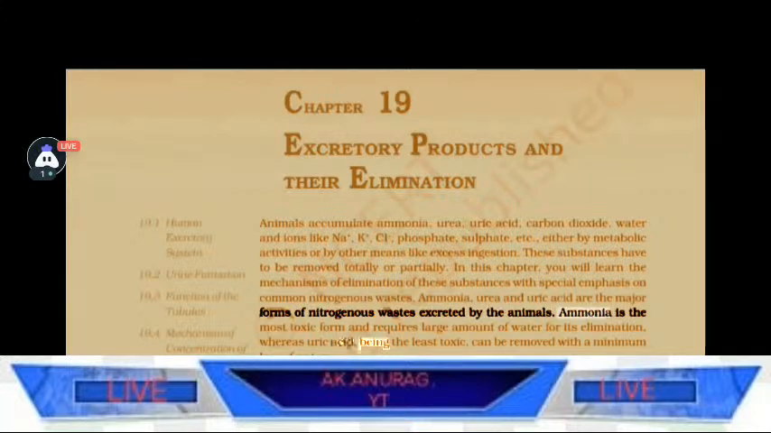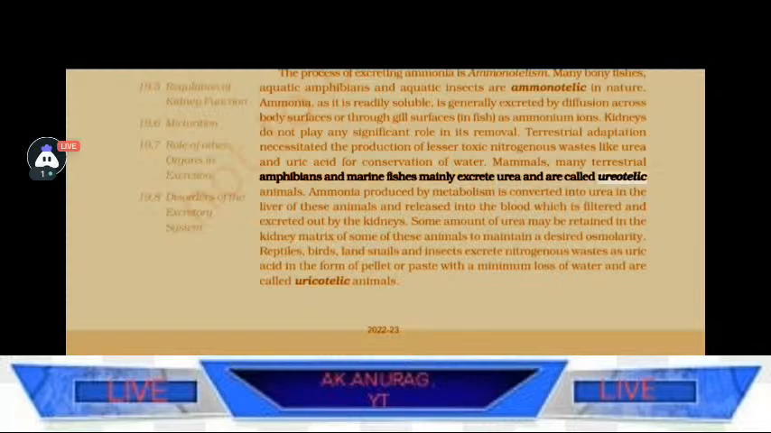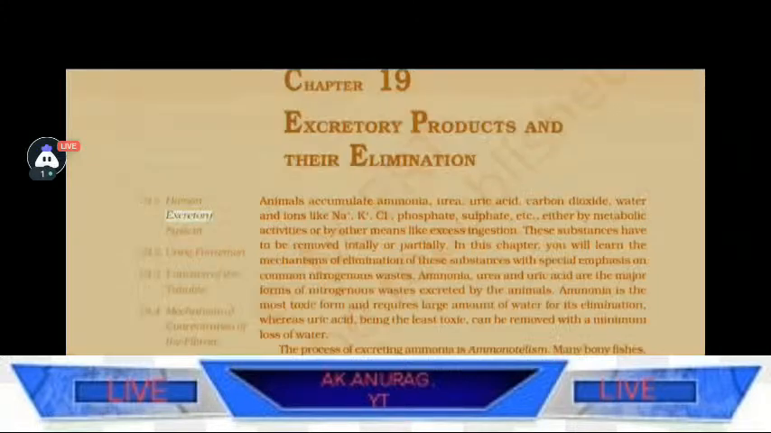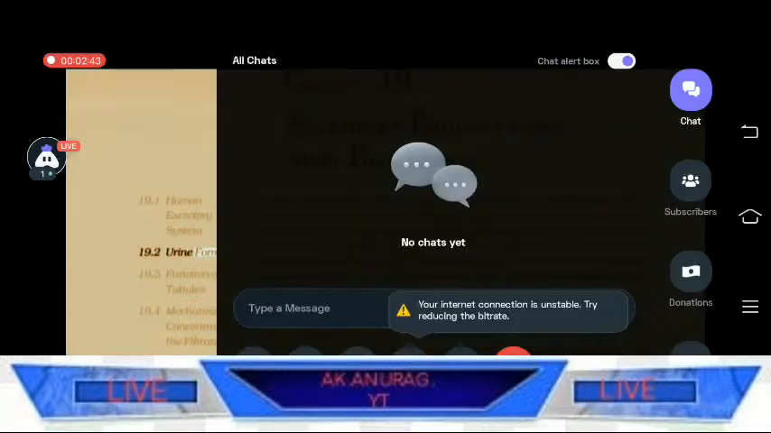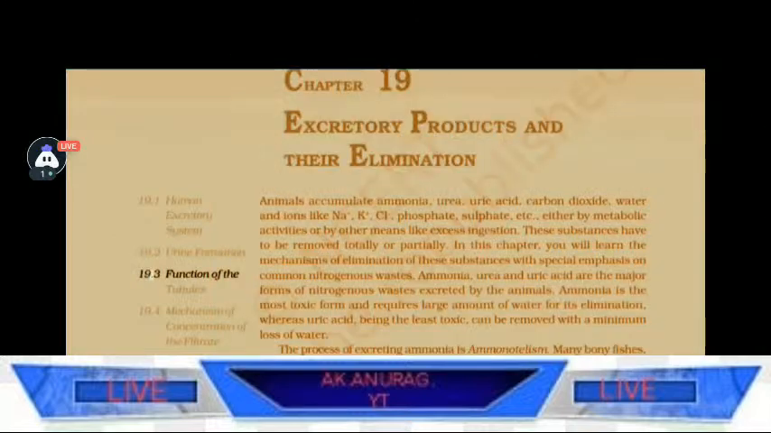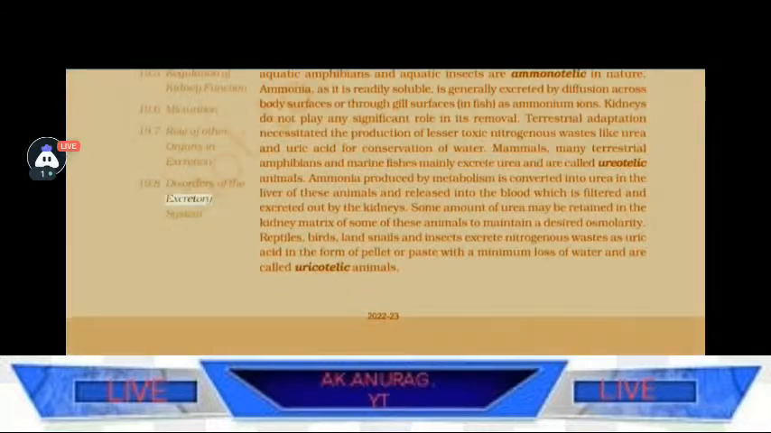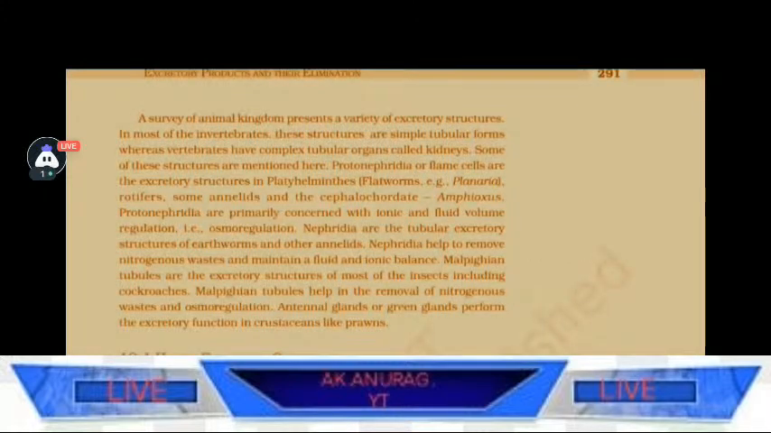Ammonia is toxic and can be removed with urea; such animals are called ureotelic animals. Ammonia of these animals to maintain a desired osmolarity, excretory system. 19.2 Urine formation. 19.3 Function of the excretory system. Excretory products and their elimination.